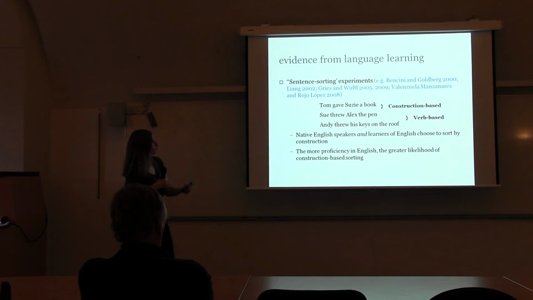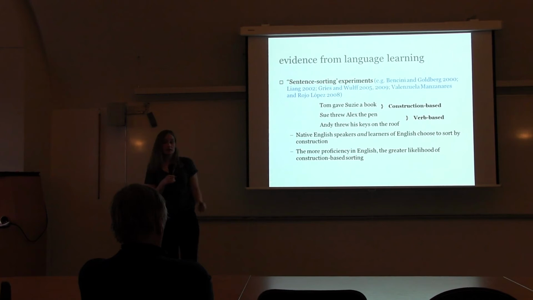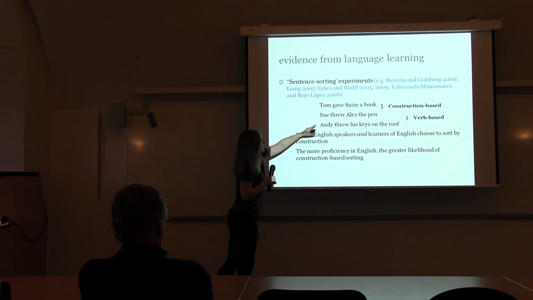construction grammar literature, because at the same time that Hunston was writing, we get these sentence sorting tasks, which are showing that native English speakers and learners of English choose to sort sentences according to construction rather than verb. So Tom gave Susie a book and Sue threw Alex the pen would be sorted together because they're both instances of the ditransitive. And then also we've got, rather than preferring verb-based sorting, where we've both got the same verb, but a different pattern is shown, a different construction.